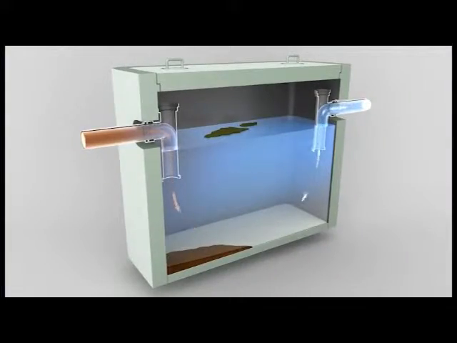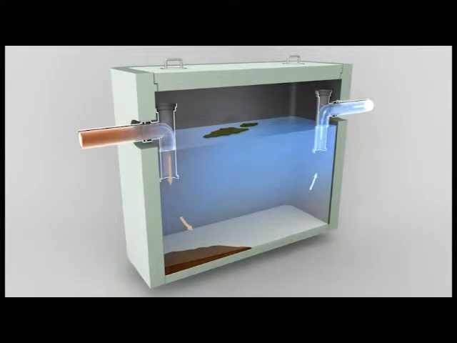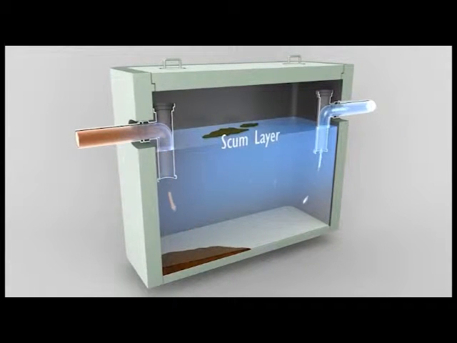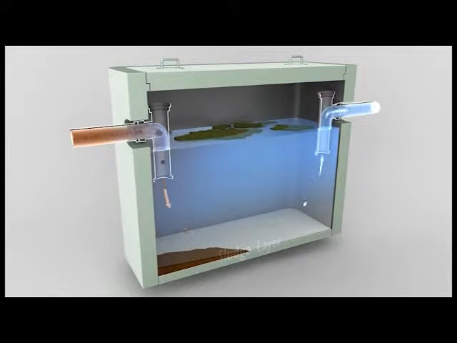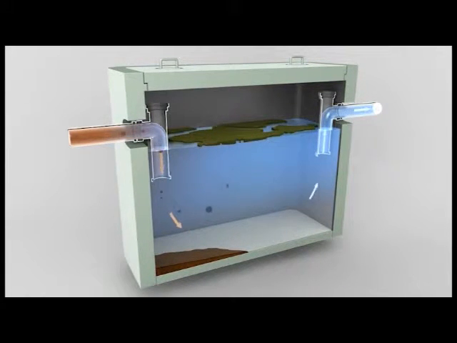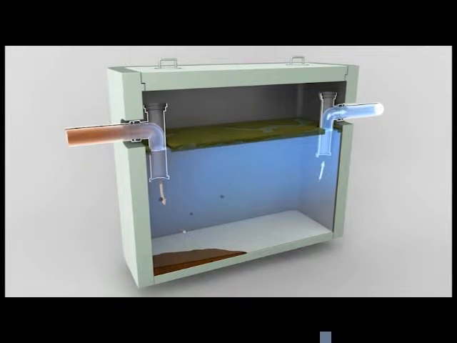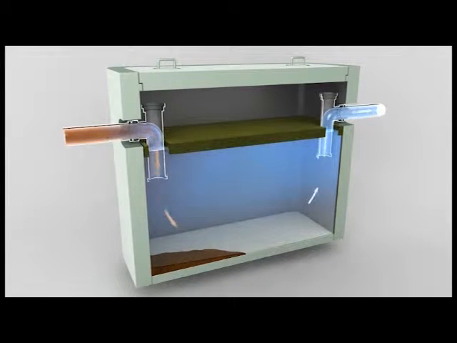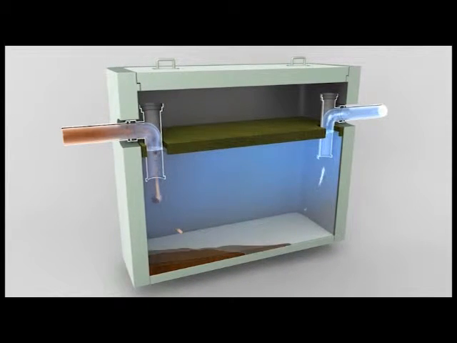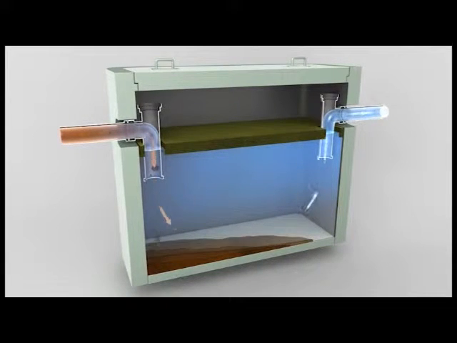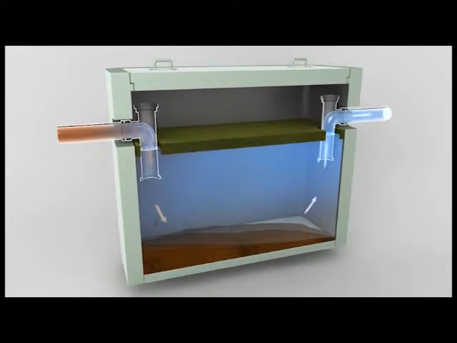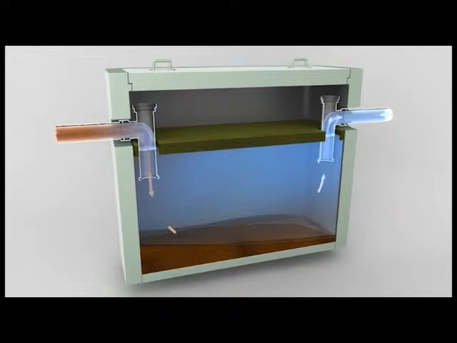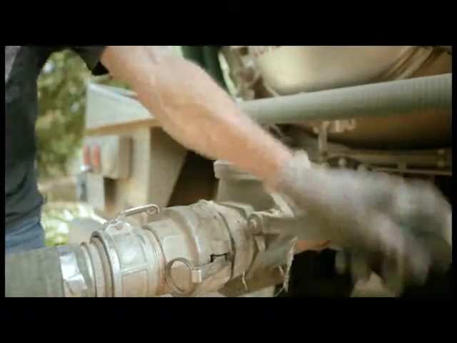There are 3 distinct layers of materials in the septic tank: the scum layer, wastewater, and sludge. The scum layer is comprised of floating solids such as grease and fat, which can form a hardened crust over time. As the solids settle to the bottom of the septic tank, they form what is called the sludge layer. The sludge layer continues to build up over time and eventually will require professional removal.